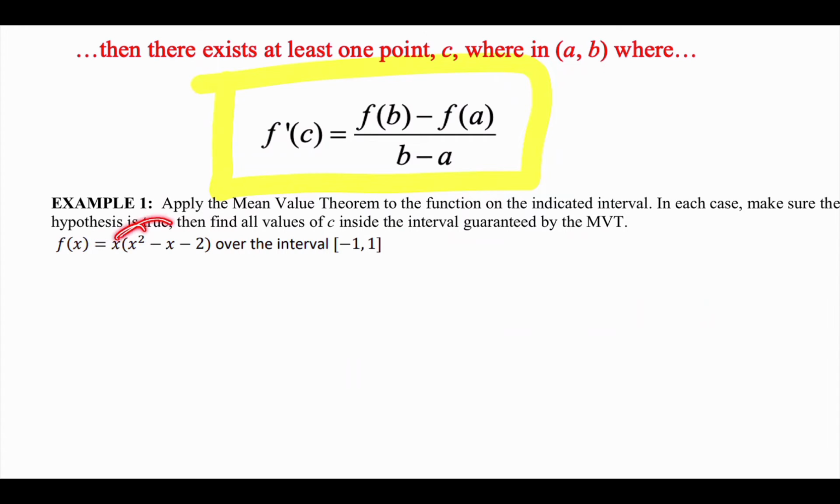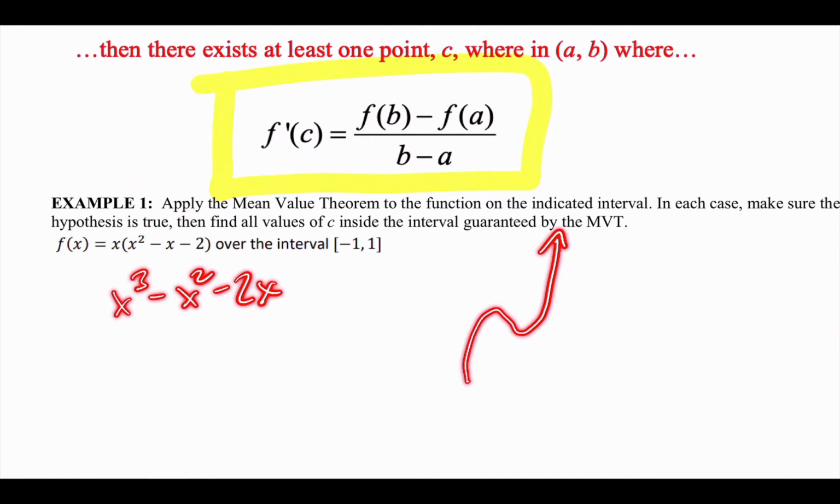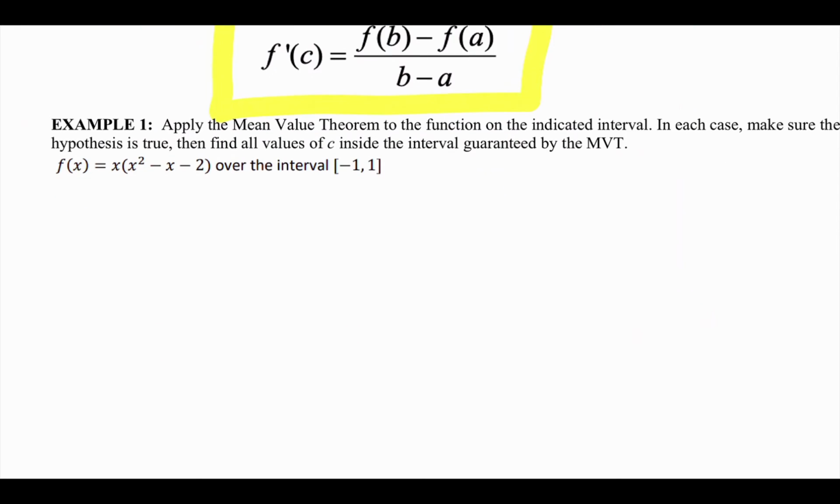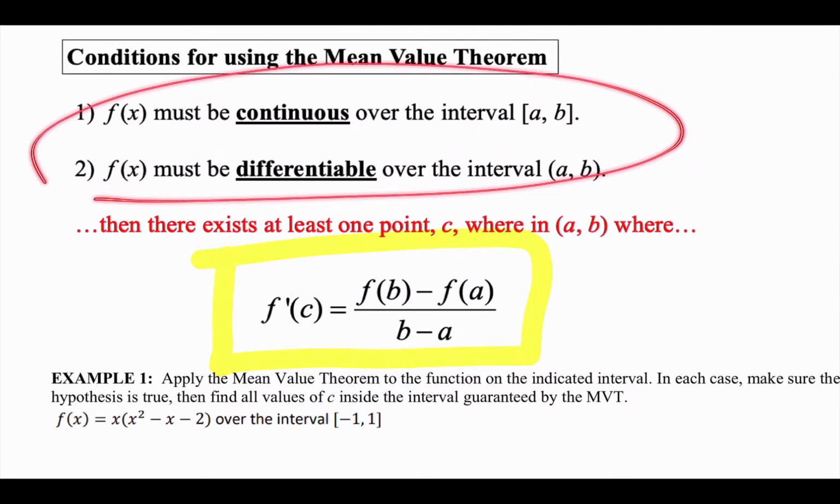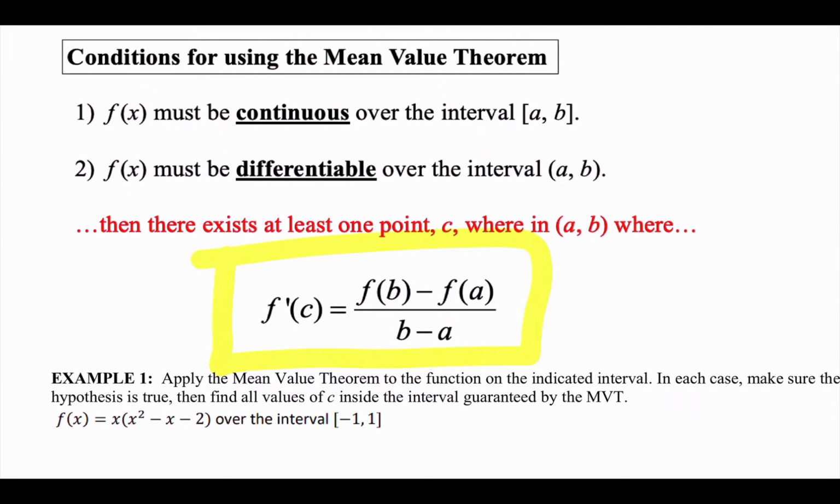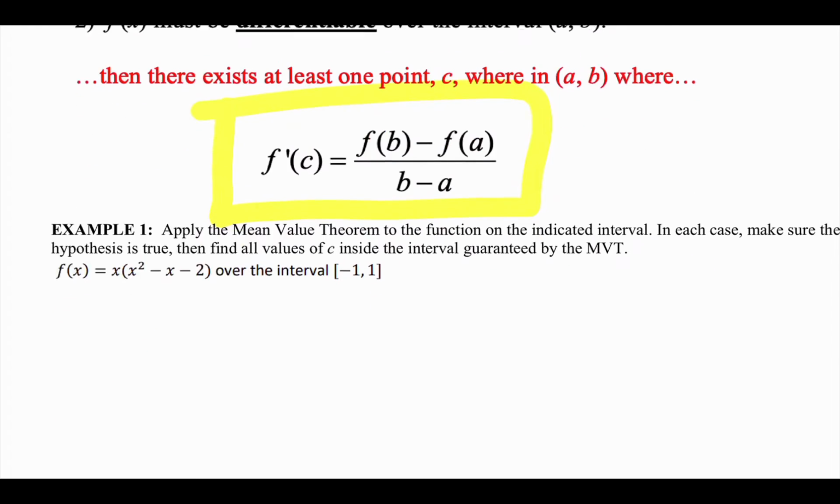If I were to distribute, I get x cubed minus x squared minus 2x. That's going to look like a regular cubic. Okay, so we know the hypothesis is true. We know these two guys are true because we did that. We know how to check those. We did that last chapter. Okay?